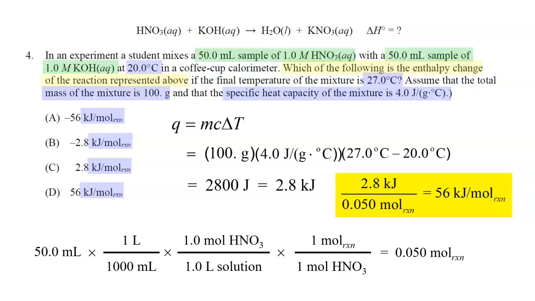Now, I haven't said whether this is going to be a positive or a negative number for the enthalpy change, but we can tell that the correct answer is either A or D. Let's go ahead and eliminate choices B and C. And so to determine whether this reaction should be classified as endothermic or exothermic, let's look at what happened to the temperature change in this experiment.